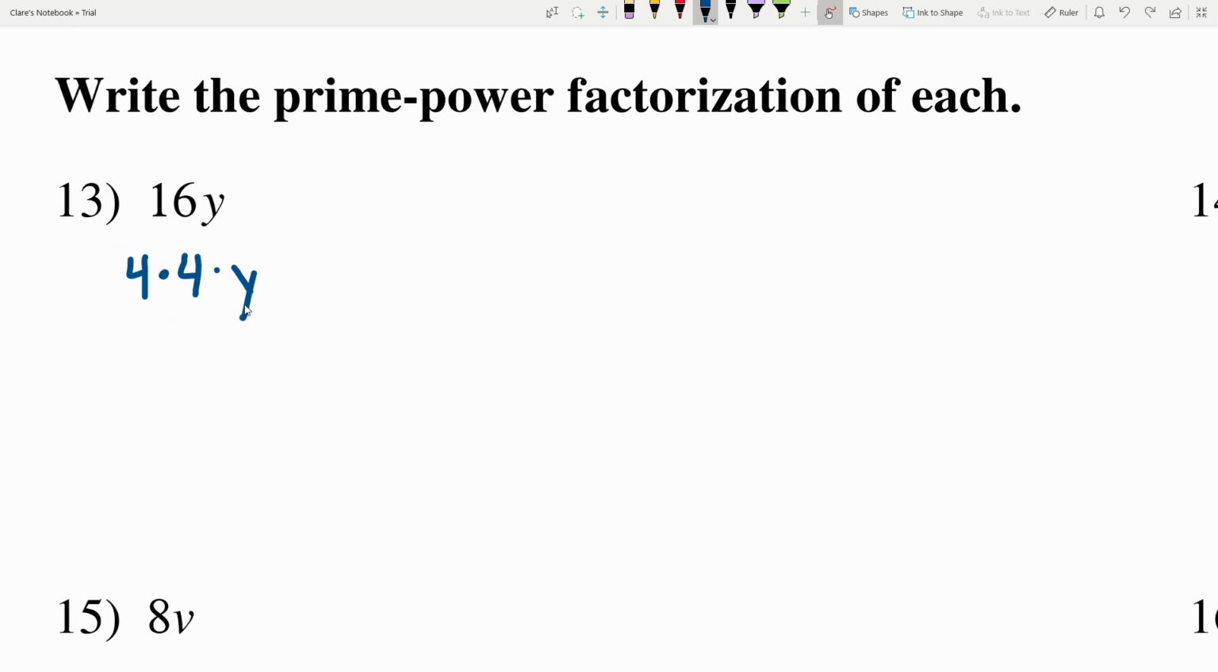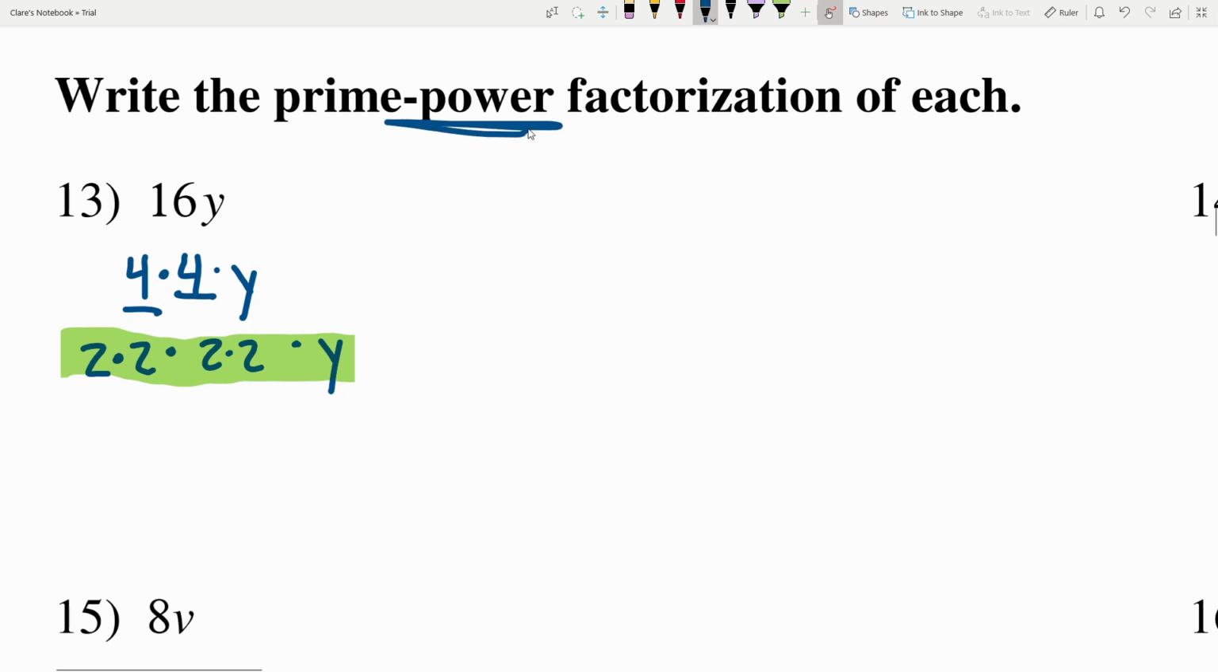Now 4 can be split up into 2 times 2, and so can 4. So I'll write this as 2 times 2 times 2 times 2 times y. Now, in numbers 1 through 12, this would be perfectly fine because we have all primes and a variable. However, we're doing the power factorization, so we're going to write this with exponents because I have 1, 2, 3, 4 2's. 4 2's multiplied together is equivalent to 2 to the 4th. So I have 2 to the 4th times y as my prime power factorization of 16y.